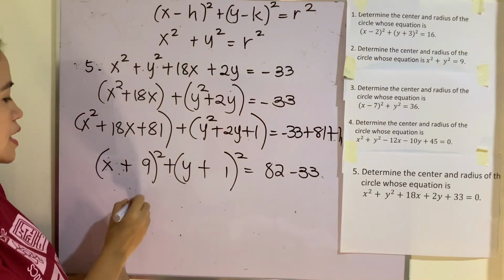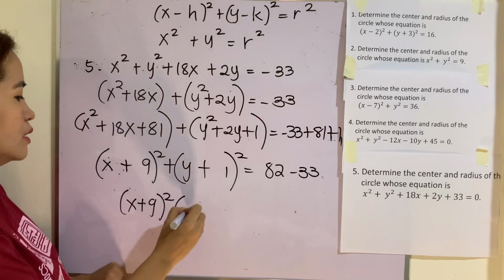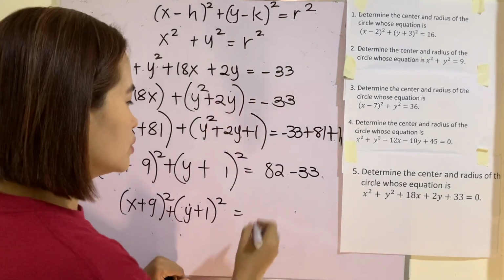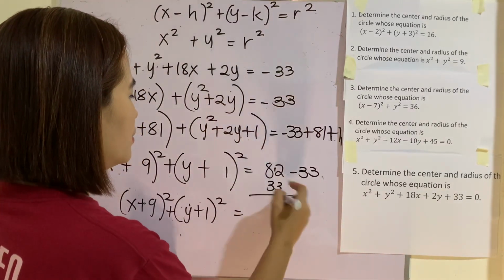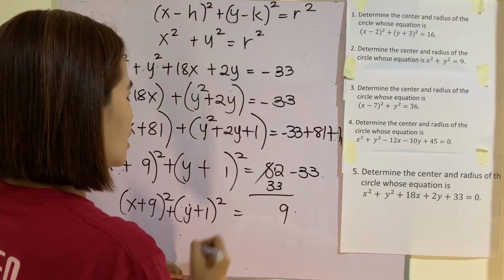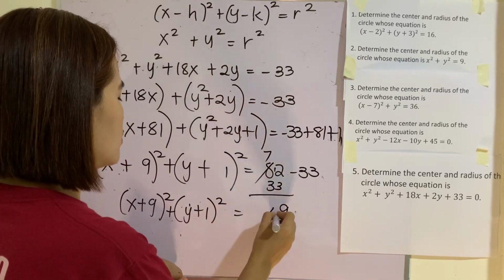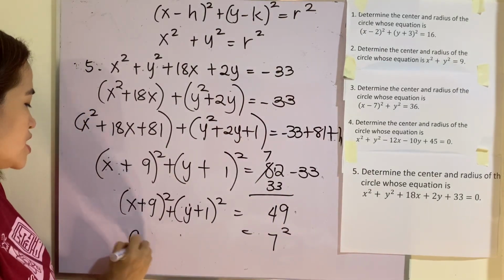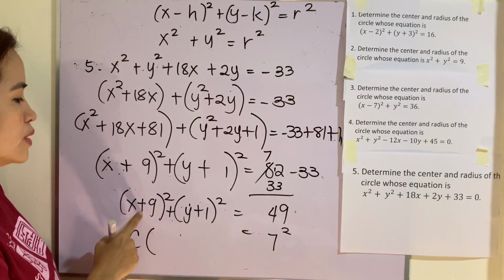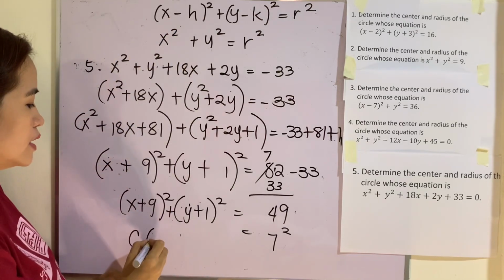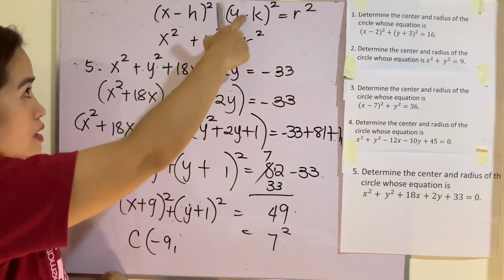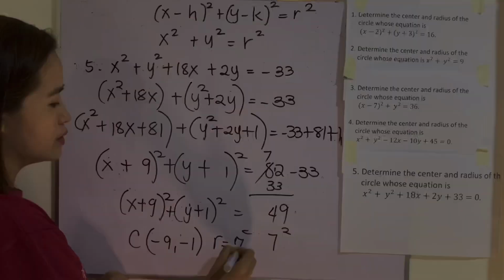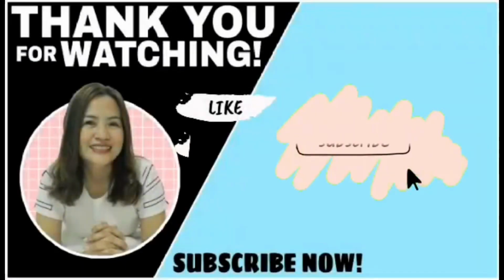So this one is (x + 9)^2 plus (y + 1)^2. This is equal now to 82 minus 33, which is 49. 49 is 7 squared. So therefore, our center is, since this one is plus, this one is minus, so that is negative 9. This one is plus, this one is minus, this one is negative 1. And our r is equal to 7.